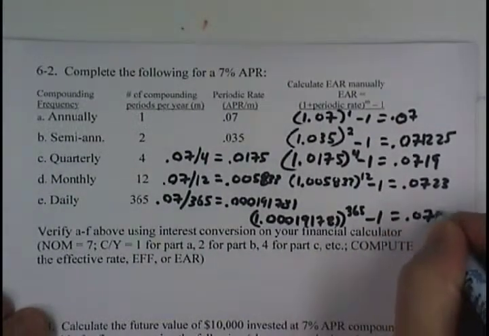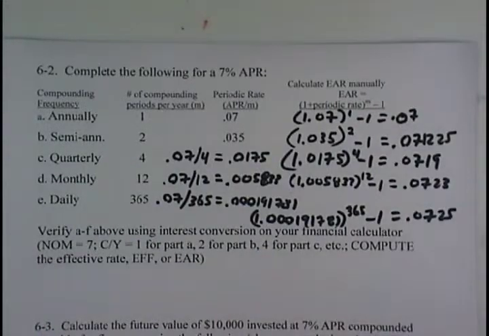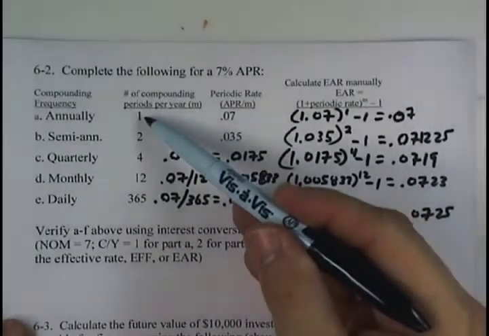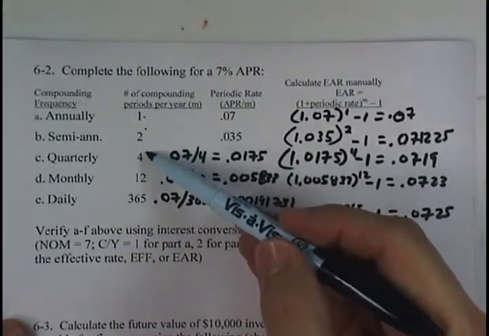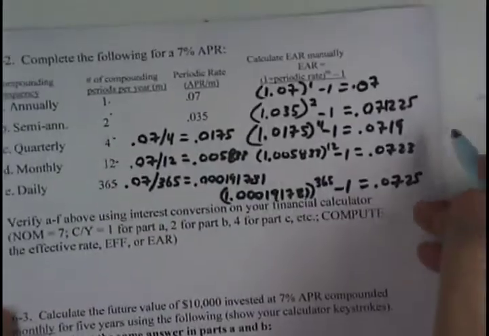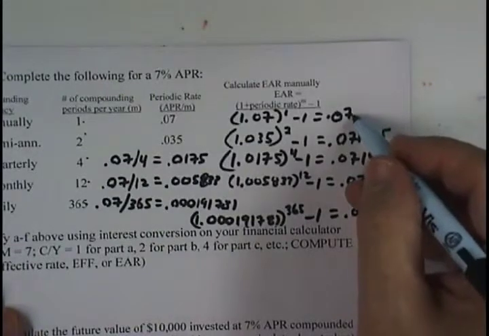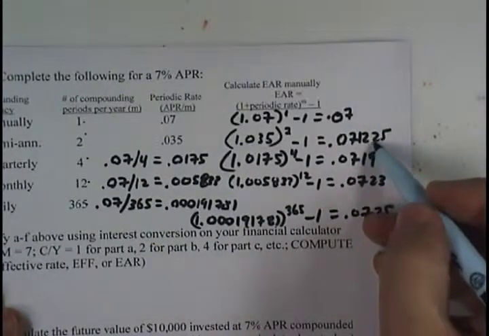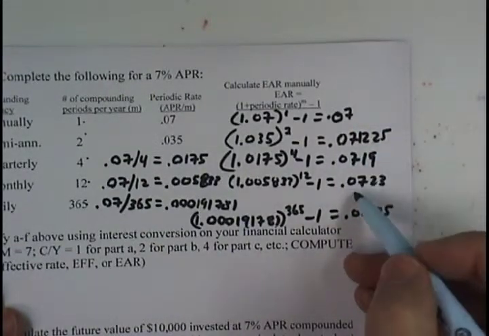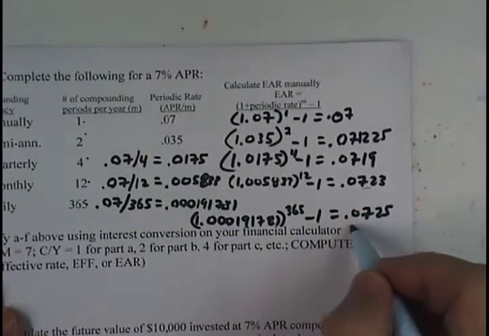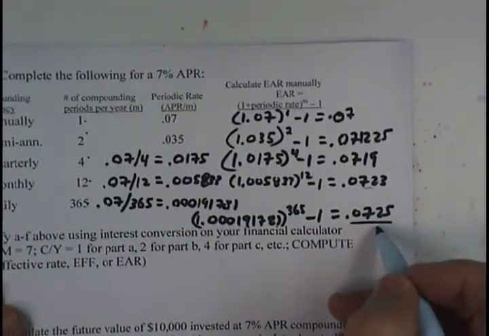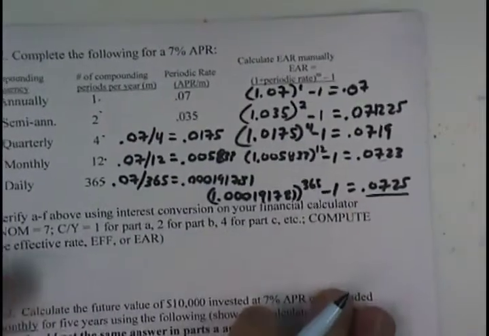That gives me 7.25% effective rate. So you can see as the compounding frequency goes from 1 to 2 to 4 to 12 to 365 times per year, my effective rate goes from 7 to 7.1225 to 7.19, 7.23, and finally, with daily compounding, the effective rate is 7.25%.